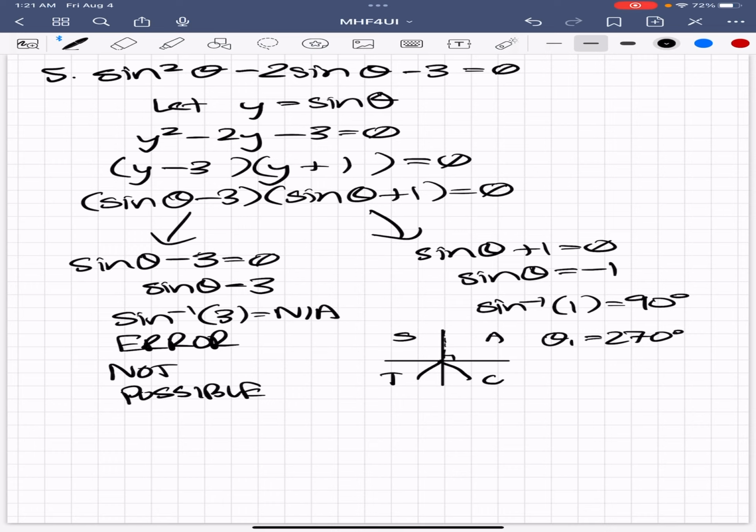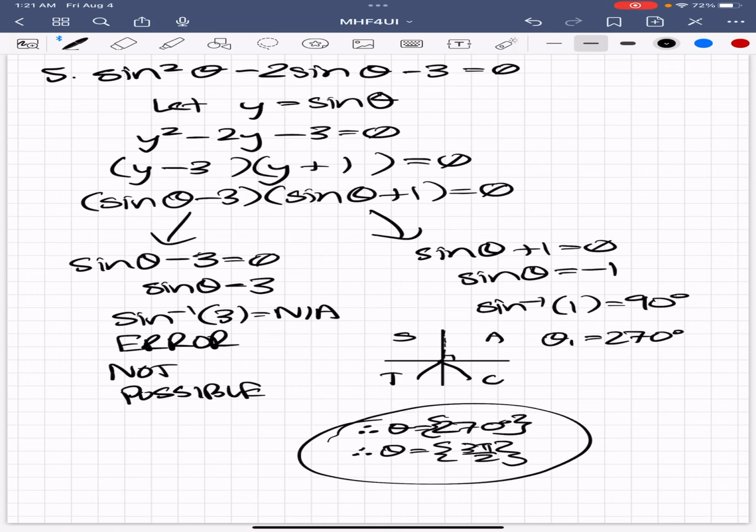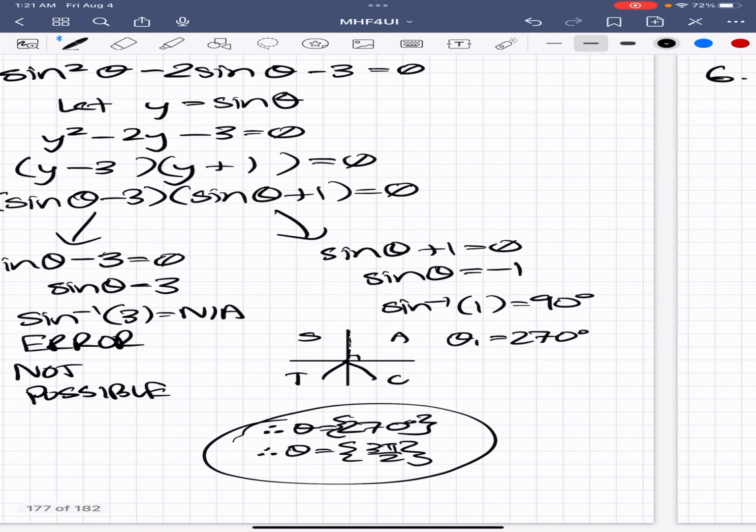So if you add 90 degrees to 180, it'll be 270, and if you subtract 90 degrees from 360, it'll be 270, so it's the same, so we only need to do one angle. And there's our answer. Moving on.